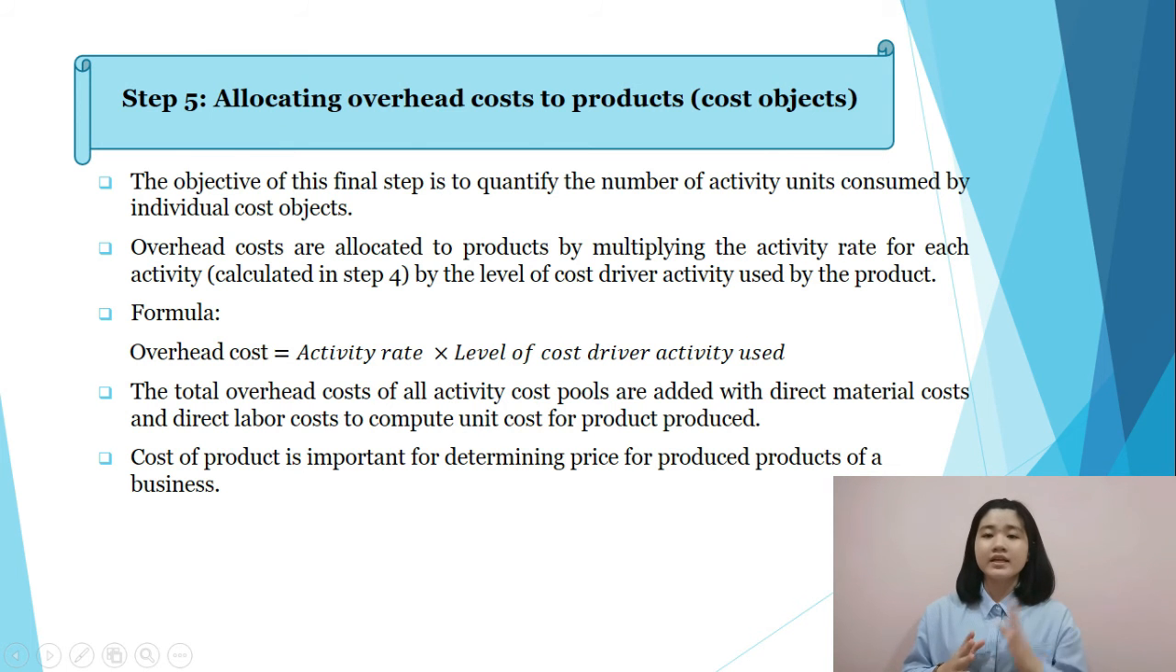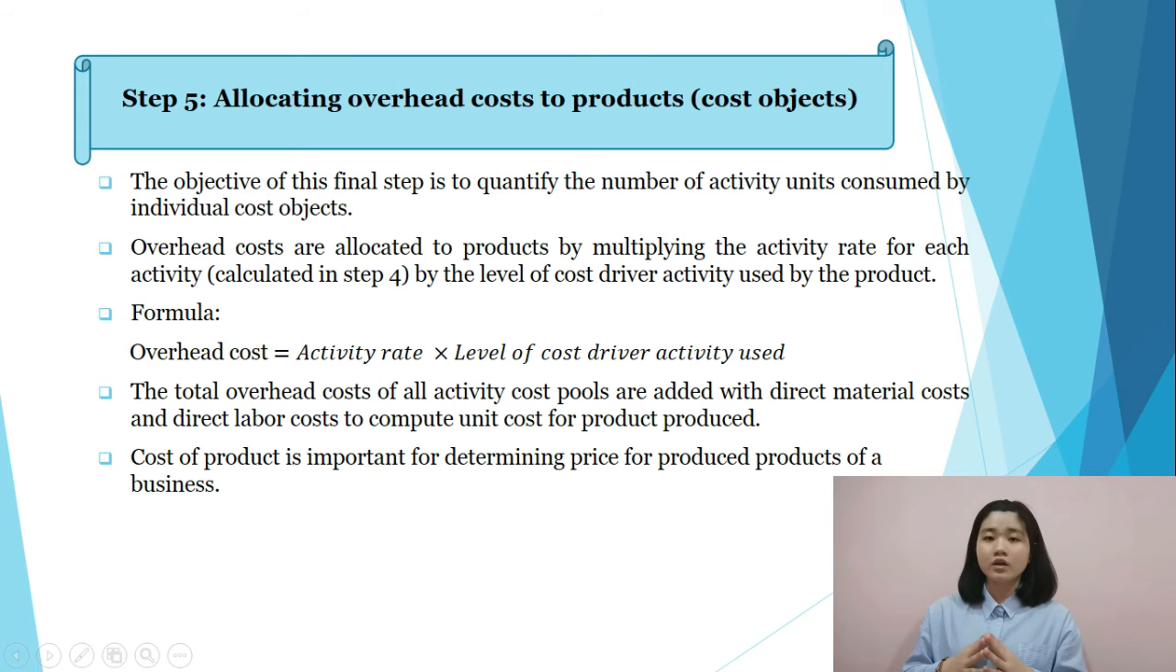Next, step 5 is allocating overhead cost to the cost object. The objective of this step is to quantify the number of activity units consumed by each individual cost object. Overhead costs are allocated to cost objects by multiplying the activity rate for each activity by the level of cost driver activity used by the products. The formula is shown in the slide.